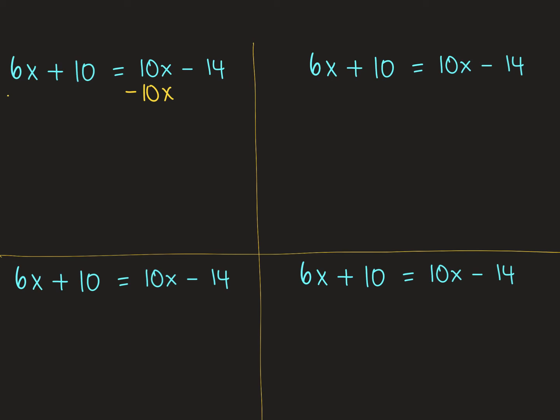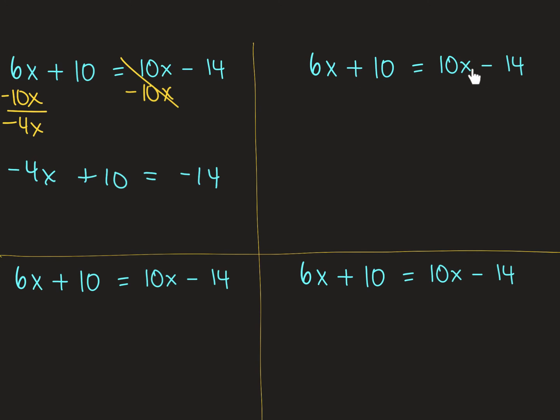Minus 10x, cross out what's my answer, rewrite the question. Negative 4x plus 10 equals negative 14. Now it turns into a 2-song equation. We would subtract 10 and divide by negative 4.